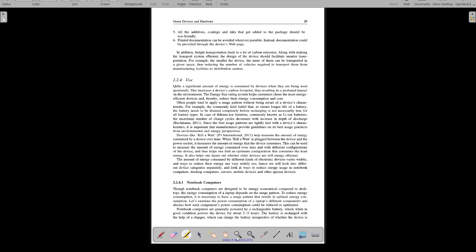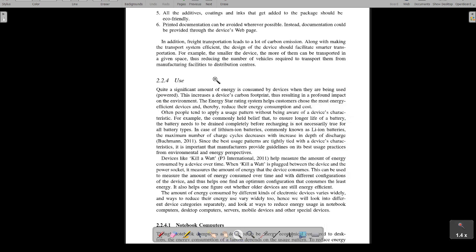Along with that, we have some more points. All the additives, coating and ink that get added to the package should be eco-friendly. So if it is eco-friendly, automatically it will minimize the effect on the environment. Printed documents can be avoided whenever possible. Instead, documents could be provided through the device's web page. Okay, so e-paper should be used instead of hard copies. The hard copies can be given only whenever it is very much necessary.